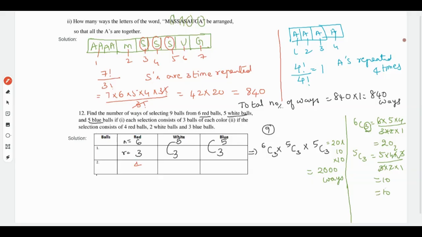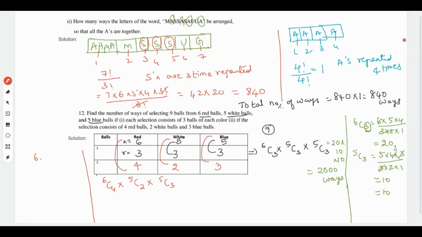Then moving on to the next one, if the selection consists of 4 red balls, 2 white balls, and 3 blue balls. Now it will be 6C4 into 5C2 into 5C3. Now again you need to find the values of these.